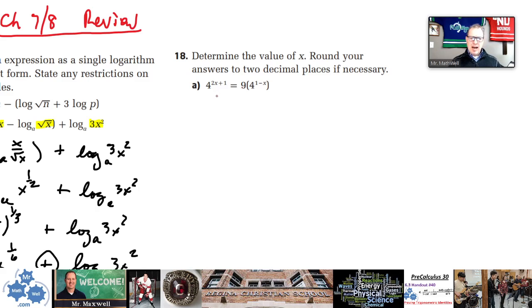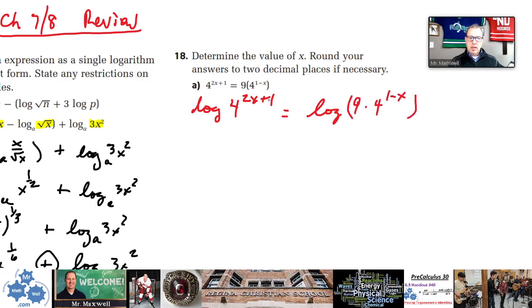Now we have exponential equations here. So I'm going to take the log of both sides. Log of 4 to the power of 2x plus 1, and I'm going to take the log of 9 times 4 to the 1 minus x.